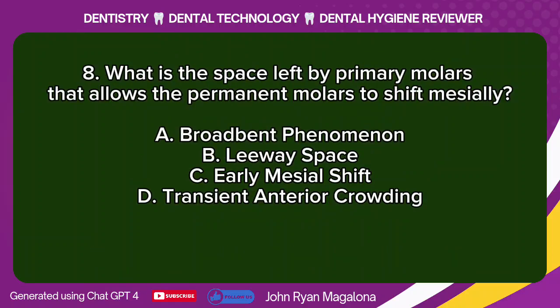8. What is the space left by primary molars that allows the permanent molars to shift mesially? A. Broadbent phenomenon. B. Leeway space. C. Early mesial shift. D. Transient anterior crowding. Answer: B. Leeway space.